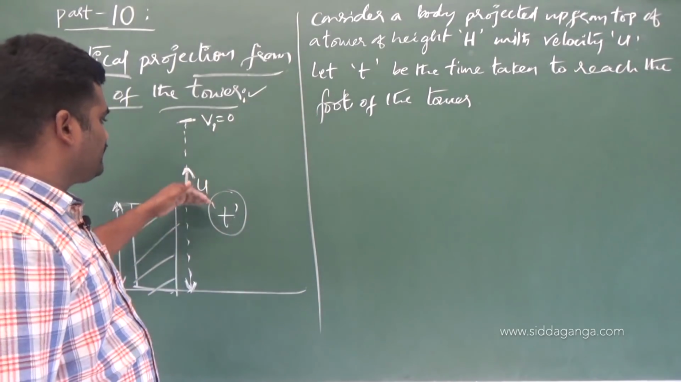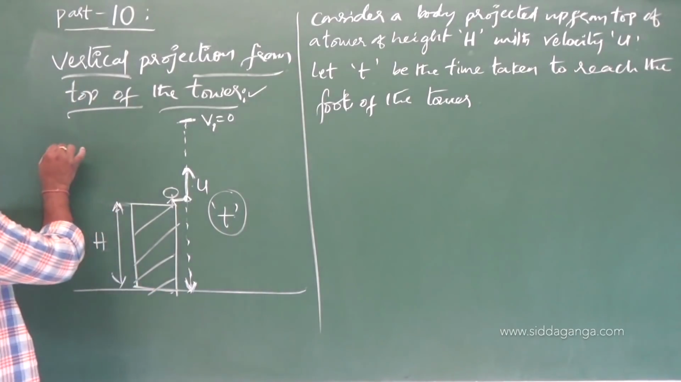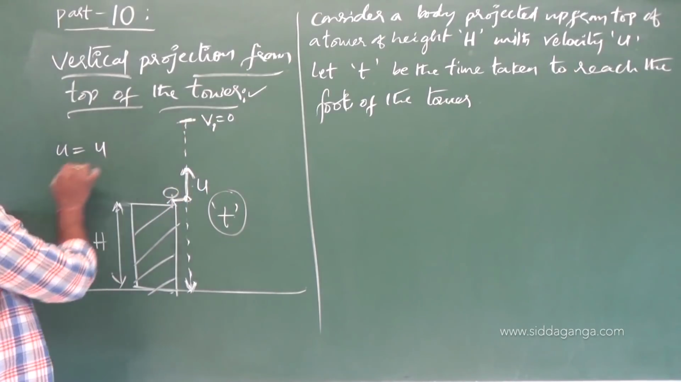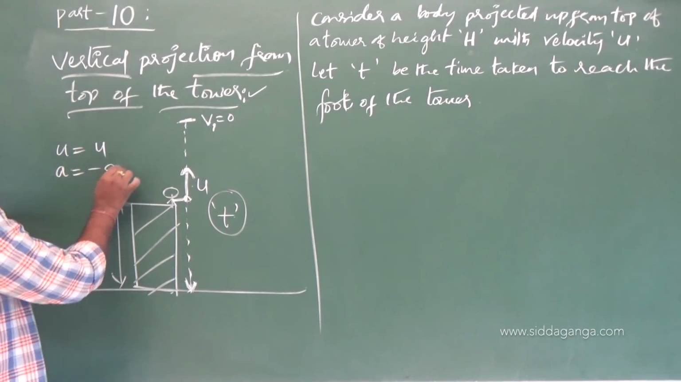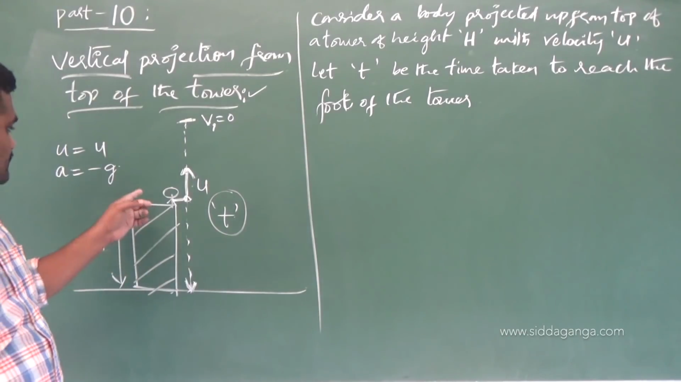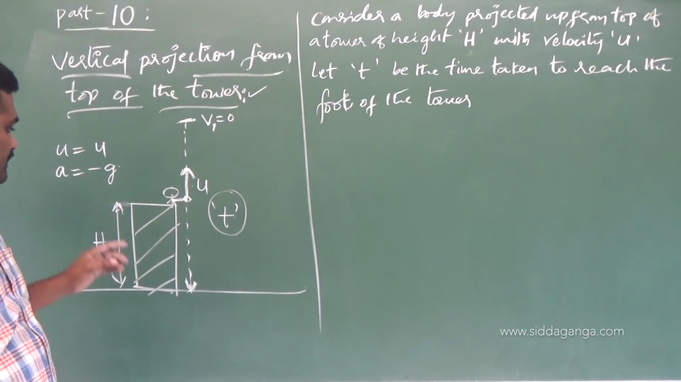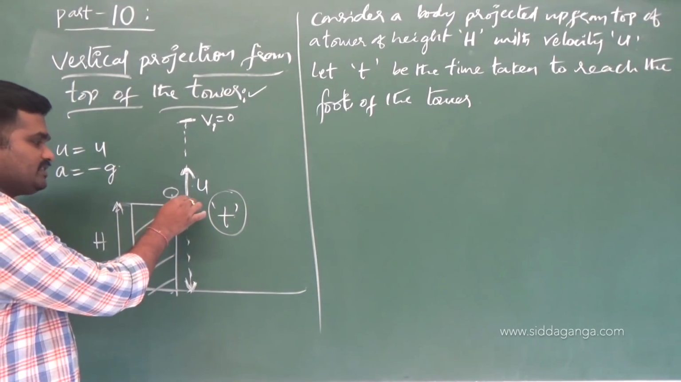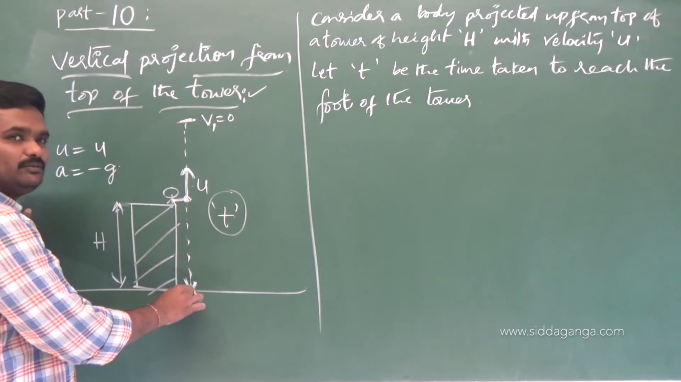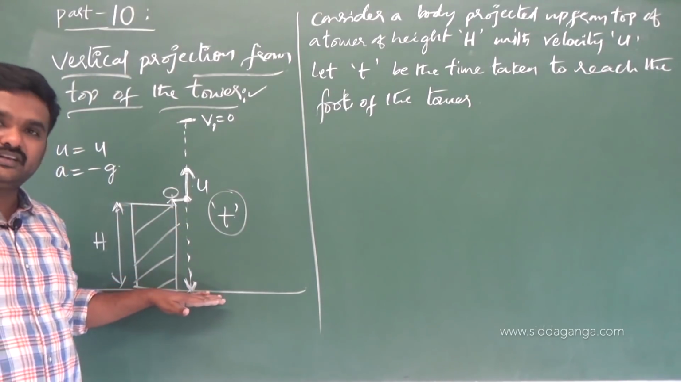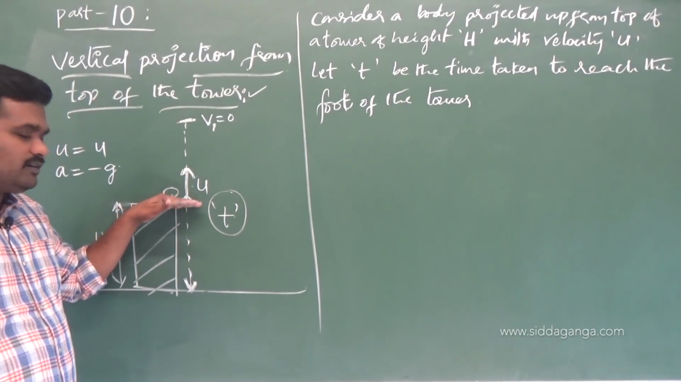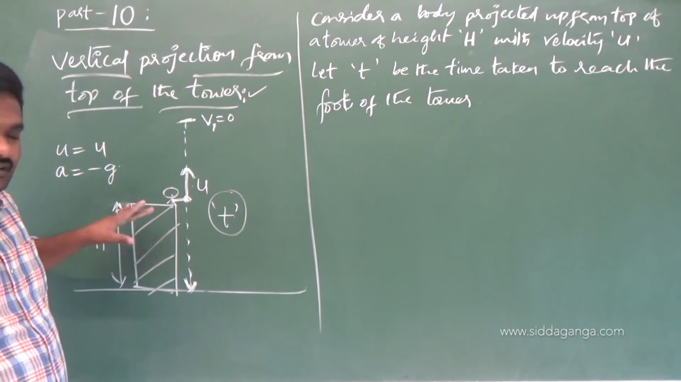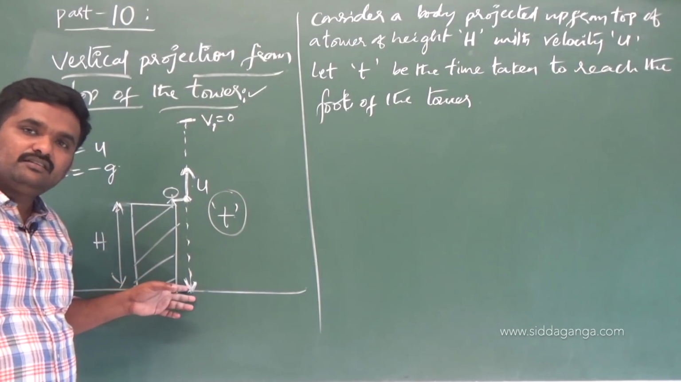The body is thrown vertically up, so its initial velocity is how much? Initial velocity will be u. What is its acceleration when it is moving up? A equals minus g. And what is its displacement? It is already at a height of h. Initial position is h, final position is what? 0, with respect to the ground. What is the initial position of the body from where it has been thrown? From a height h. Final position is 0.